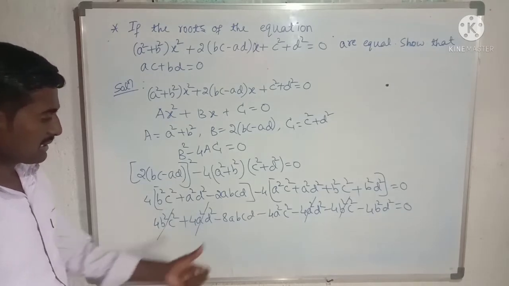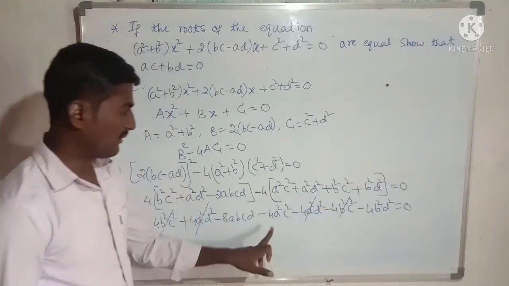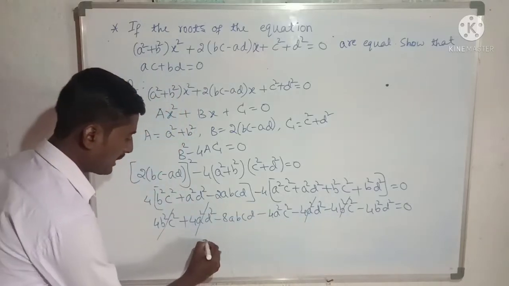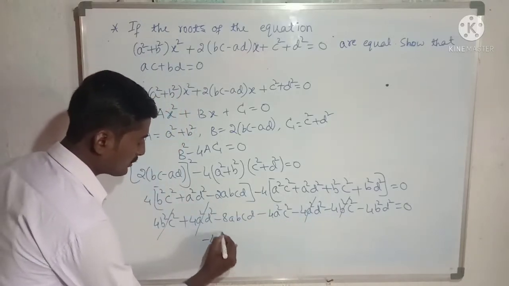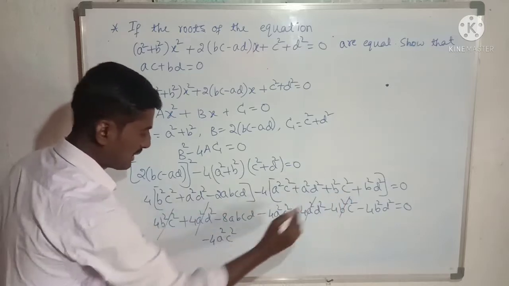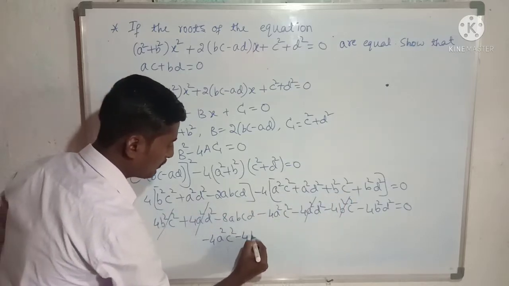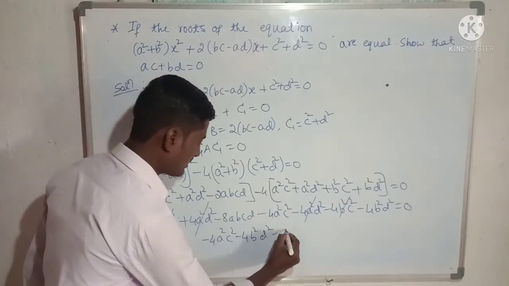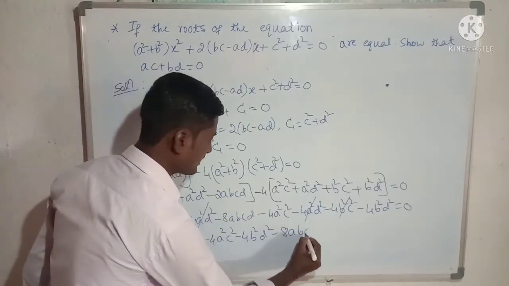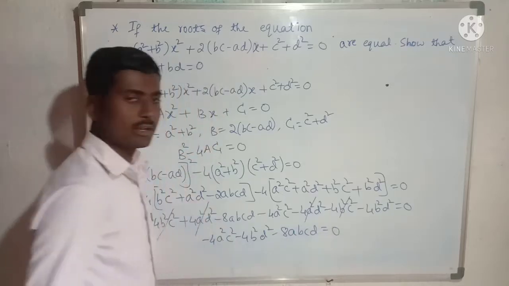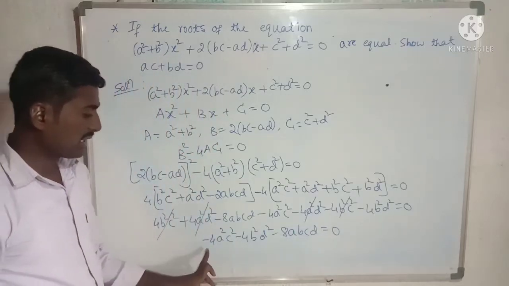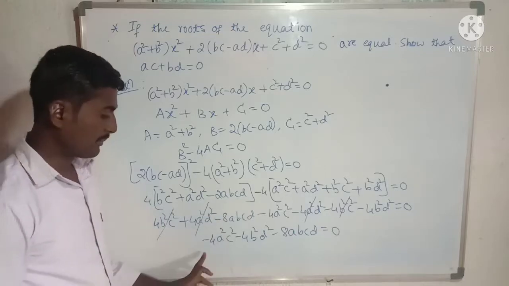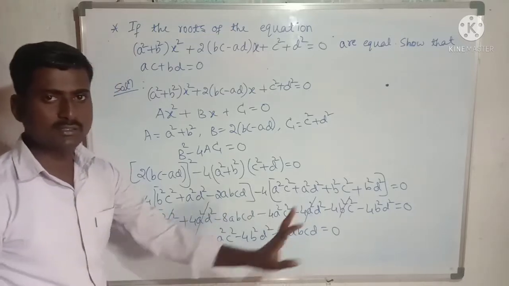Now the remaining terms are these. Okay. First I'll write these two terms: minus 4a square c square, then minus 4b square d square, then one more here, minus 8abcd is equal to 0. Now we can take minus 4 common, and then send it to the right side.